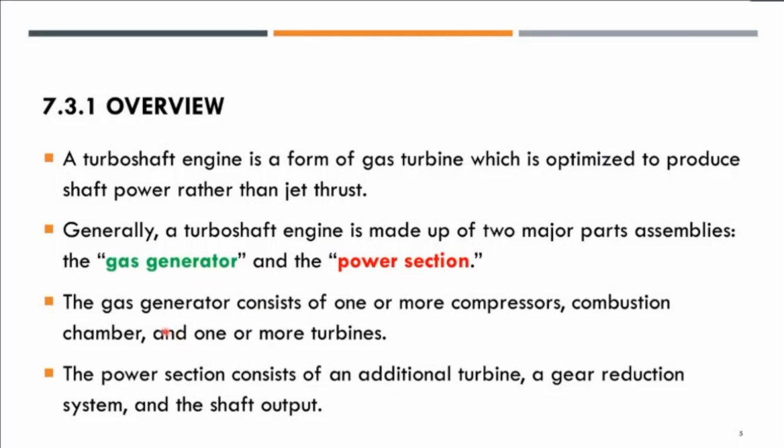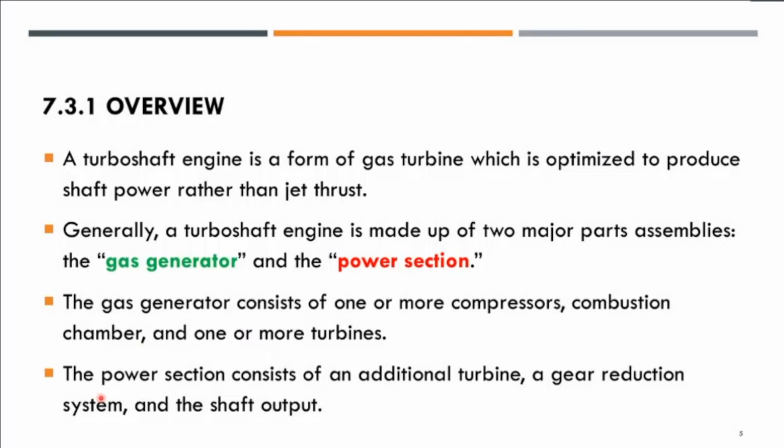The gas generator consists of one or more compressors, like the turbojet. It can have one compressor or more compressors. Similarly, with the turbines, you can have one or more sets of turbine sections. Of course, in terms of combustion, we have the combustion chamber over there.